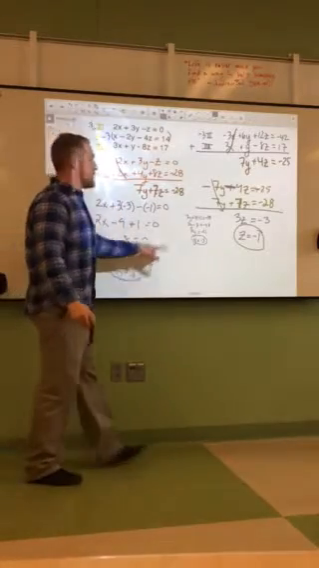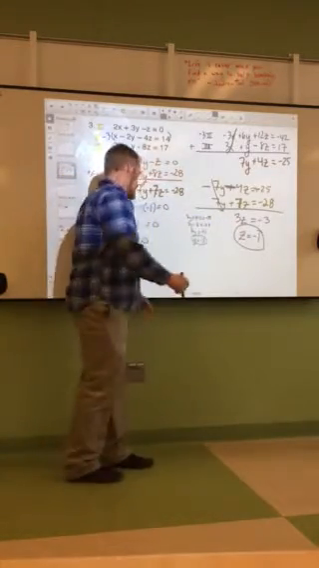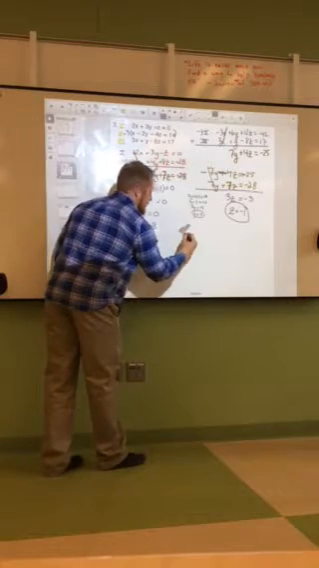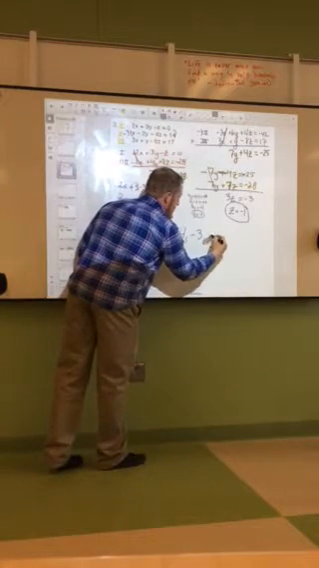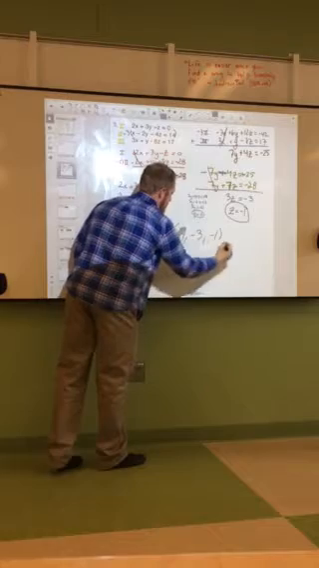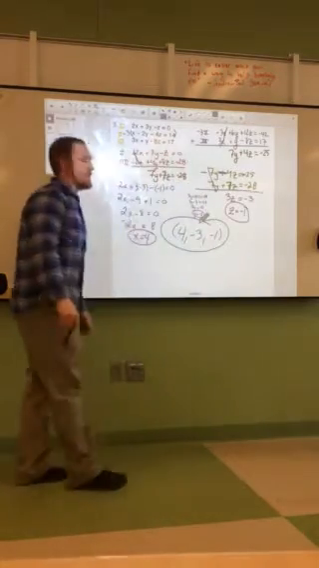So I have x equals 4, y equals negative 3, z equals negative 1. So you write it as an ordered triple. Simple as that.